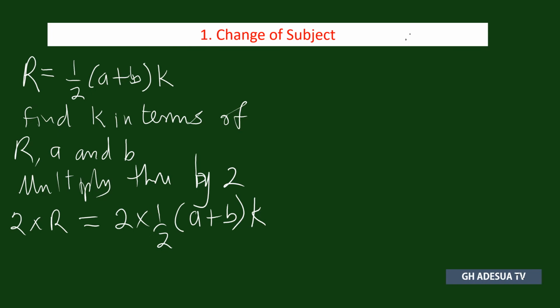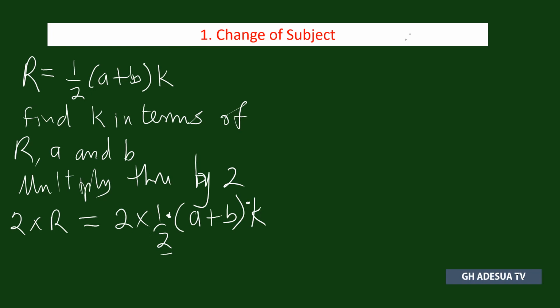We use it once because all these items, 1 over 2, is separated by the next term with multiplication. A plus B, because it is in one bracket, we take it as one term. And then next to it is K. So it is 1 over 2 times A plus B times K. Now once they are joined by multiplication, either with a bracket or written next to each other, we will not see them as individual terms, but one term.